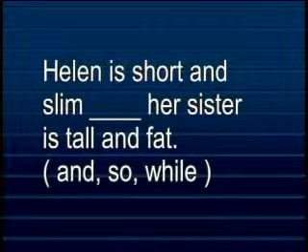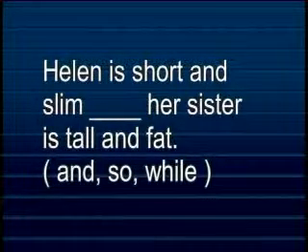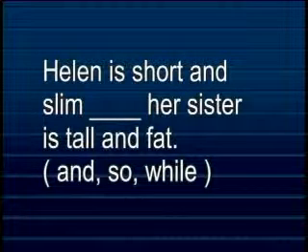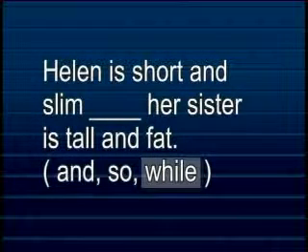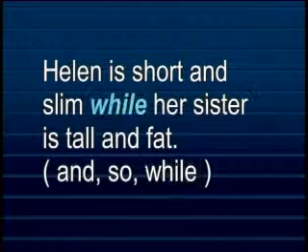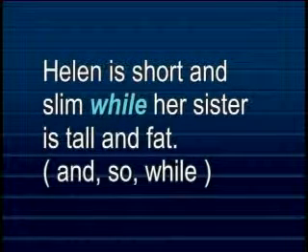Helen is short and slim. Her sister is tall and fat. The conjunction is while. Helen is short and slim while her sister is tall and fat.